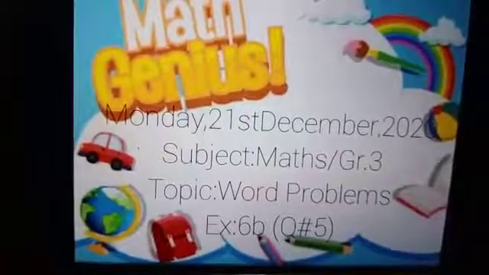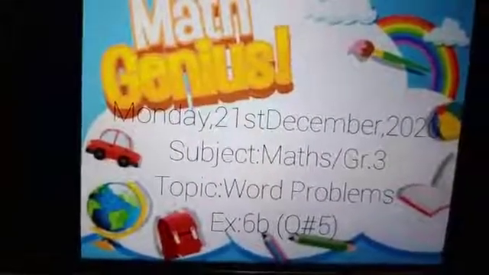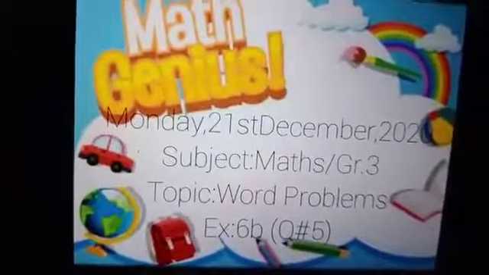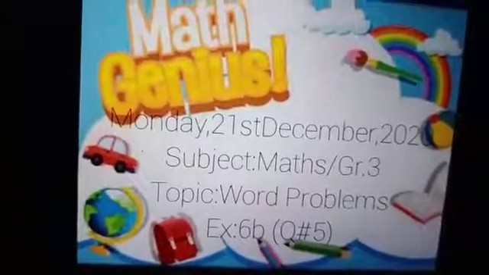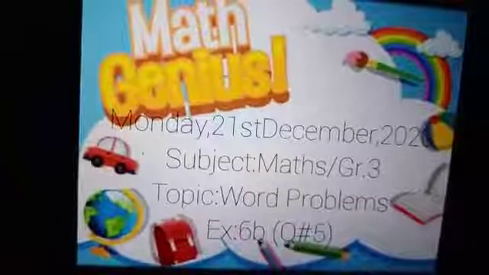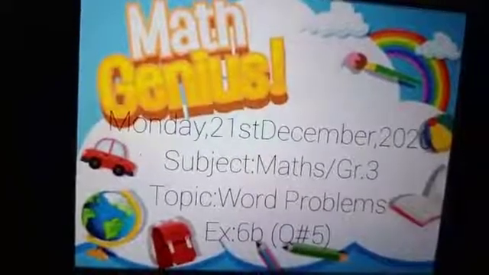Students, get ready for today's work. As you know, today is Monday, 21st December 2020. It's your maths period, and today we will solve word problems, exercise 6b, question number 5.